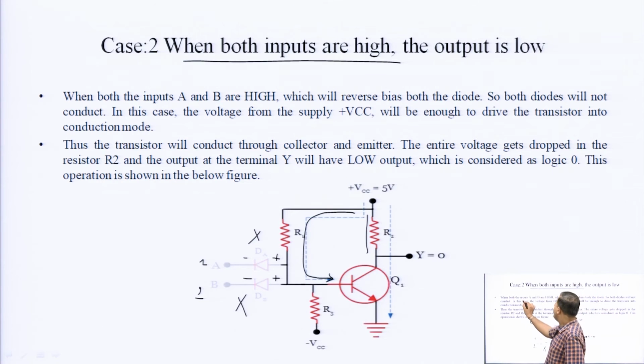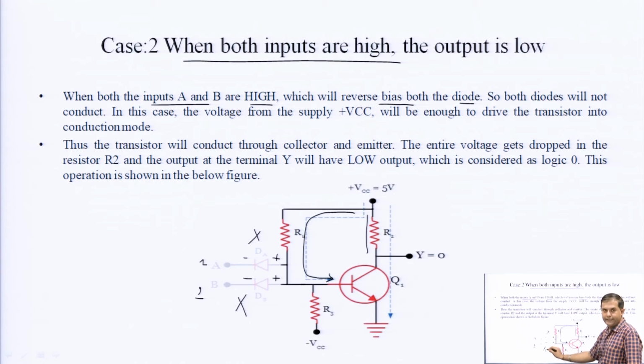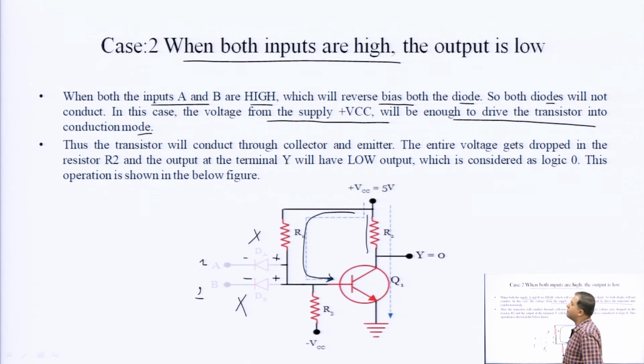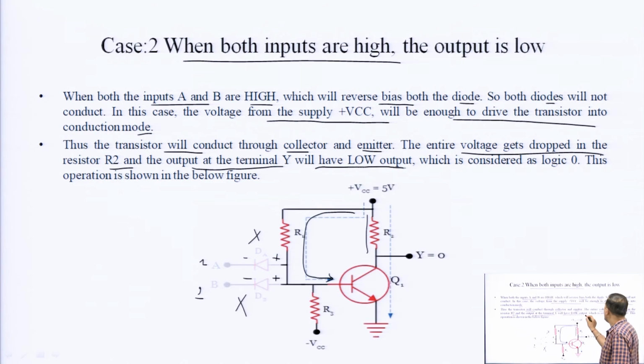So, let us check when both inputs A and B are high, which will reverse bias both the diodes, as I have already shown in the diagram. Both diodes will not conduct, so the voltage from the supply will be enough to drive the transistor into the conduction mode. The current is coming to the base, so it will be working. Thus, the transistor will conduct through the collector and emitter, the entire voltage gets dropped in the resistor R2, and the output terminal Y will have a low output. So, in that case we will have Y as 0, which is considered logic 0.